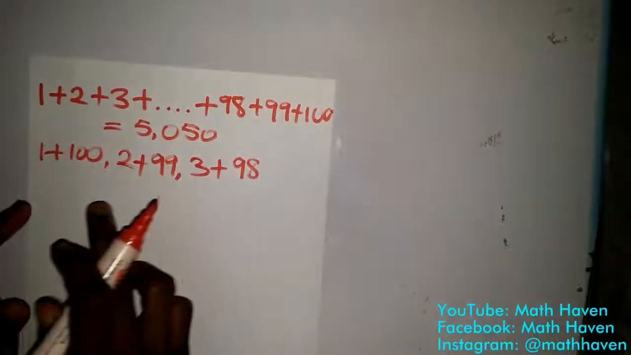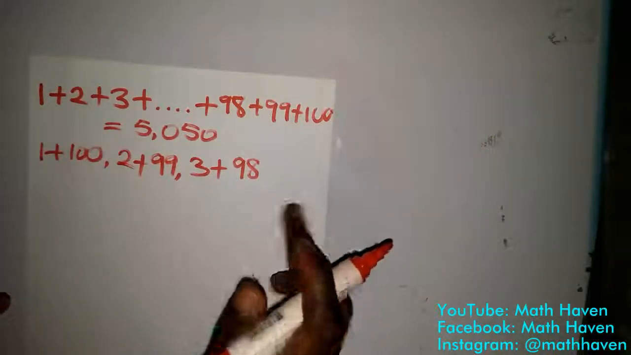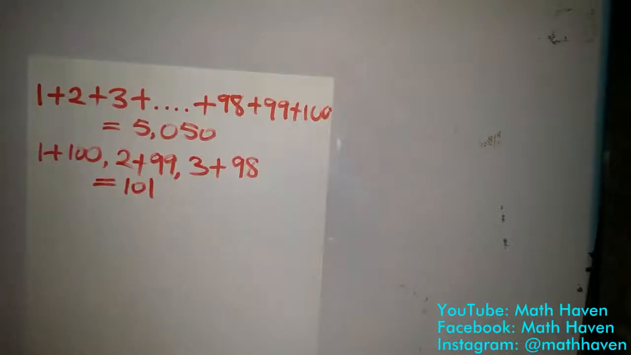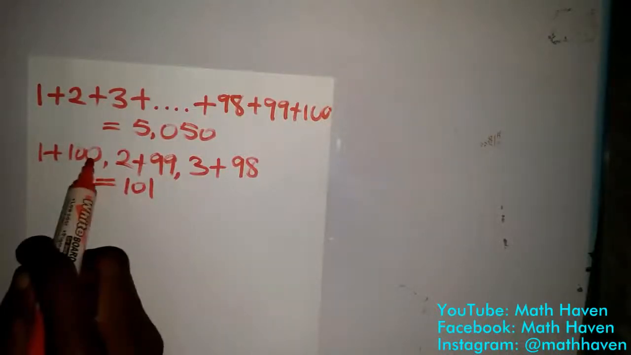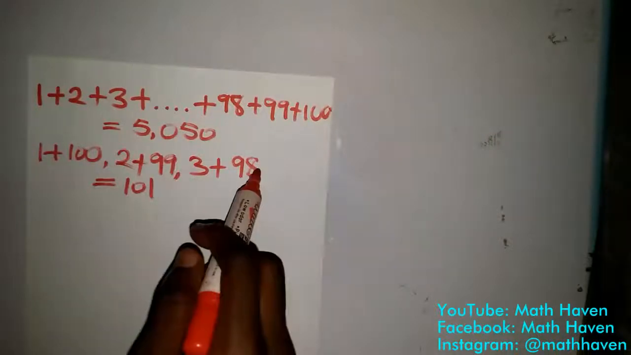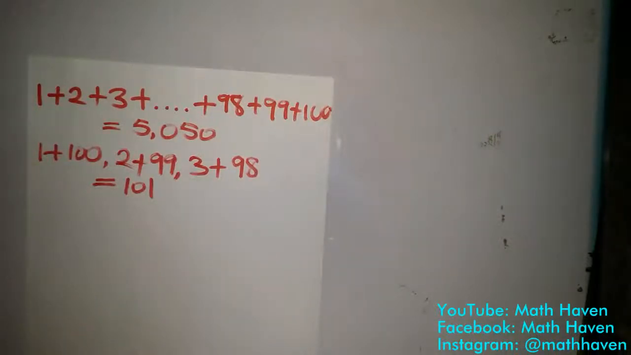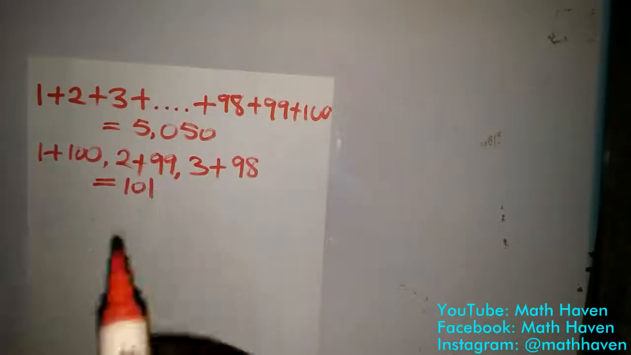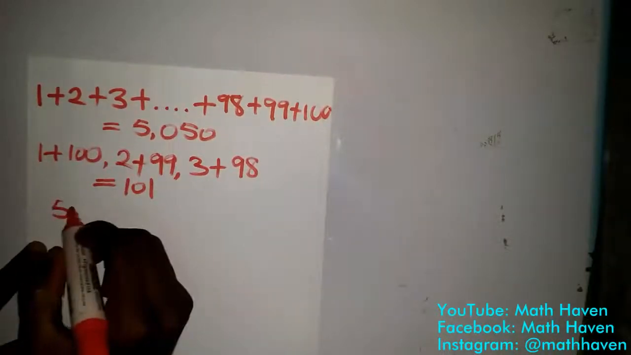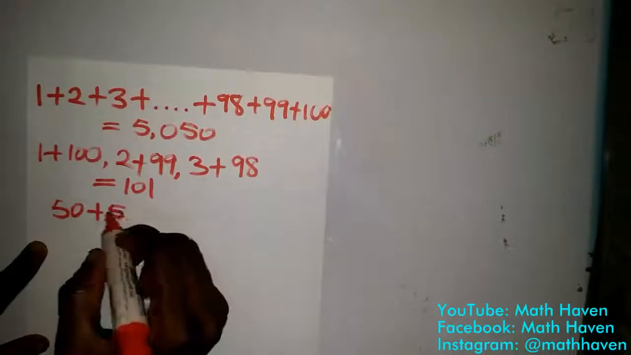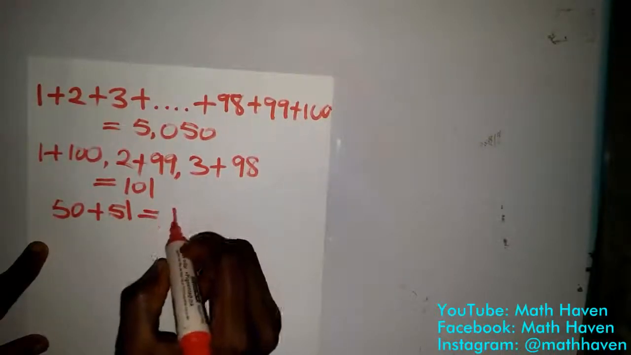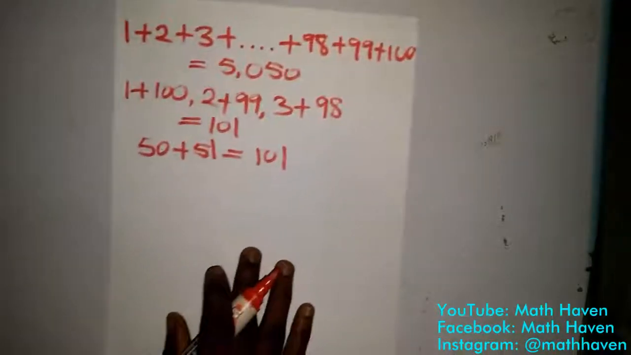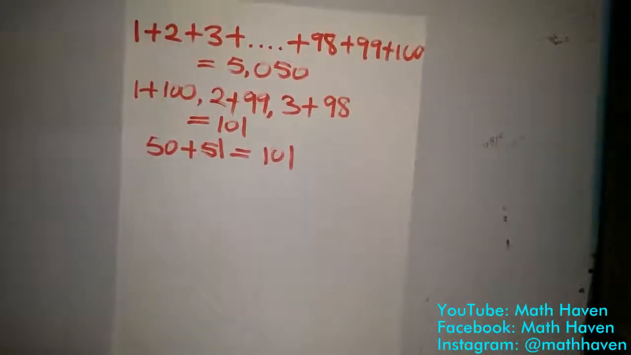Now, what you'll notice about these sums is that they all give 101. Yeah, try it. 1 plus 100, 2 plus 99, 3 plus 98, all 101. Now, when you keep adding like this, you get to the middle where you have 50 plus 51, which will give you 101 as well. 50 plus 51, 101.